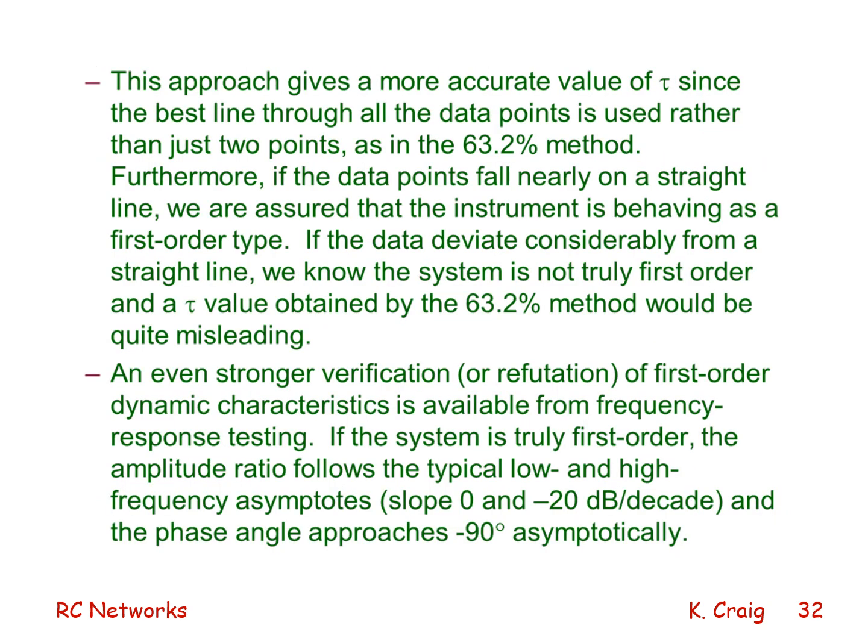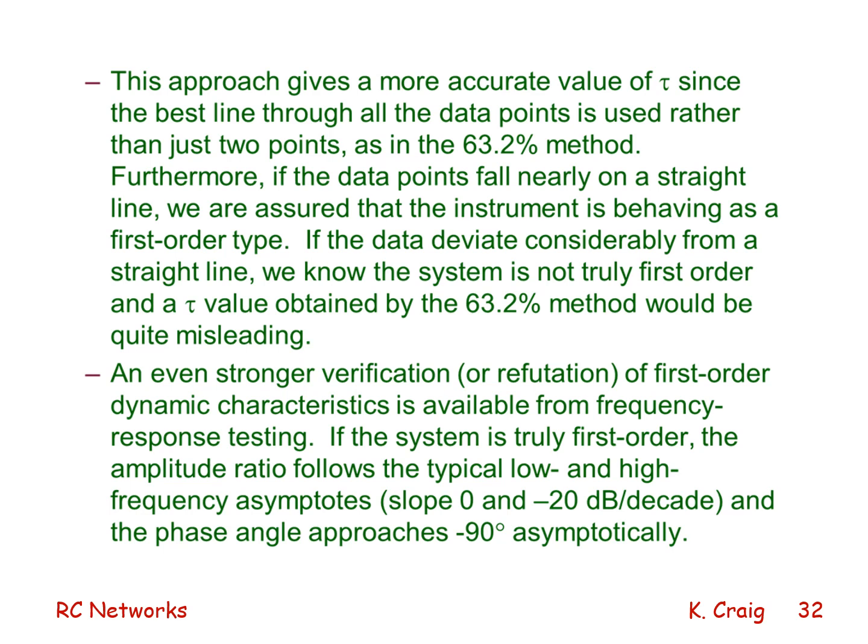The point here is that this approach gives a more accurate value of tau, since the best line through all the data points is used rather than just 2 points, as in the 63.2% method. In other words, finding out where, at what time, the amplitude is 63.2% of the final value.